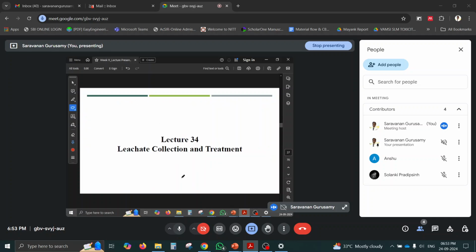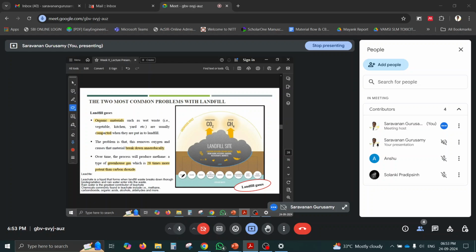Now we are going to discuss leachate collection and treatment. Next week, we are going to discuss landfill gas treatment. So today it's about leachate collection and treatment. I have mentioned two problems of landfill: one is leachate, and the other is landfill gas.